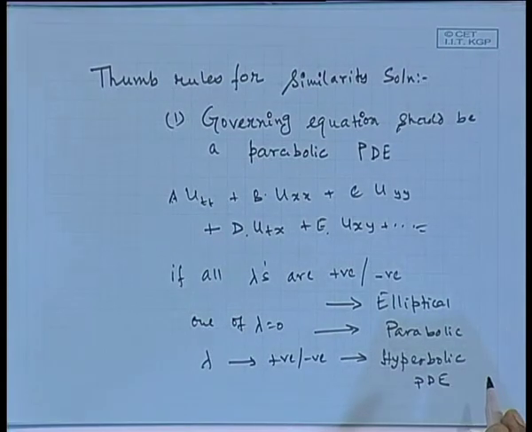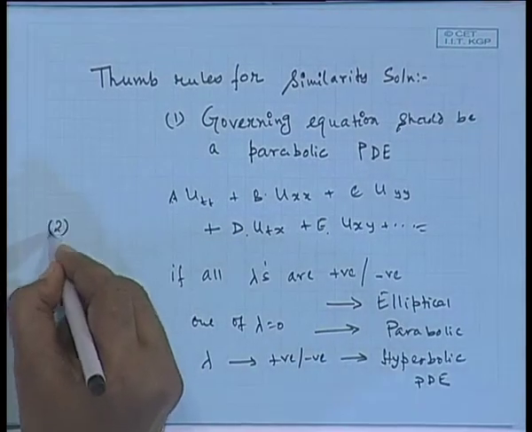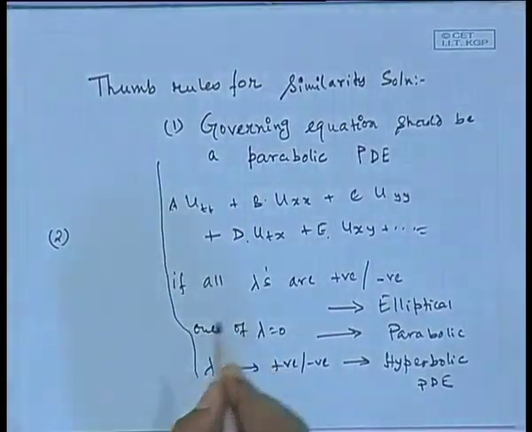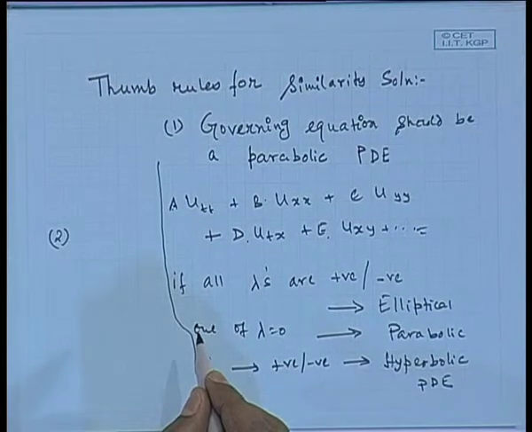But whatever we are doing in this course, all these are basically 2 variable problems, t and x, t and y mainly. So, in that case you just check whether b square minus ac is 0 or not. Okay. So, the thumb rule for similarity solution is that the governing equation should be a parabolic partial differential equation, and secondly, one of the boundary conditions must be residing at infinity.